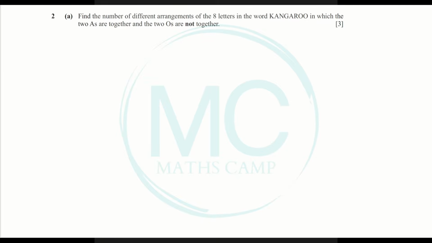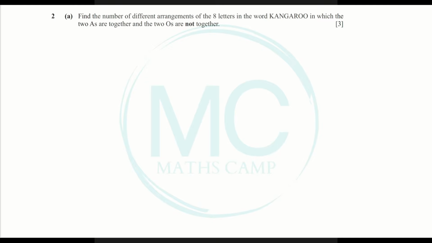Question 2a says find the number of arrangements of the 8 letters in the word kangaroo in which the 2 A's are together and the 2 O's are not together. Now, it's easier to find arrangements when letters are together than when they're not. So in this case, we're going to find the number of arrangements when only the two A's are together, and then we can subtract the arrangements when both the A's and the O's are together. And this will leave us with the number of arrangements where the O's are not together.